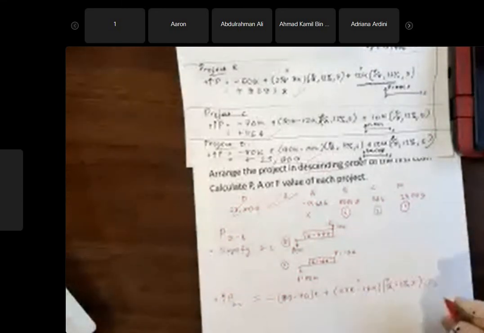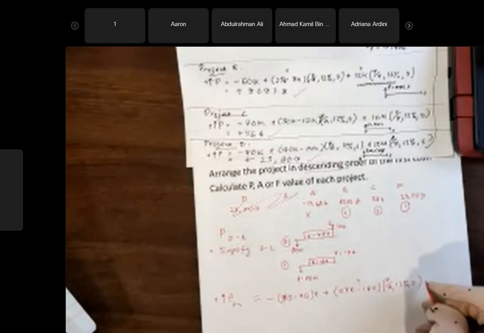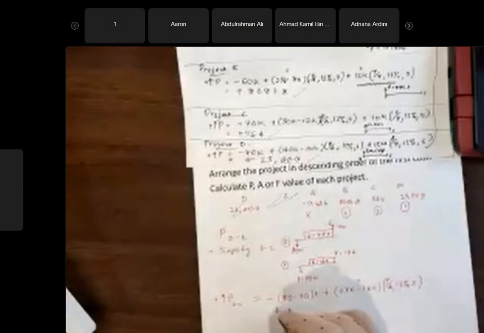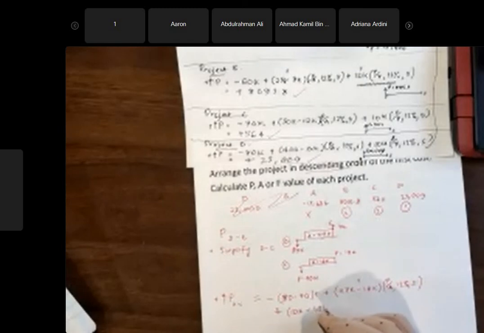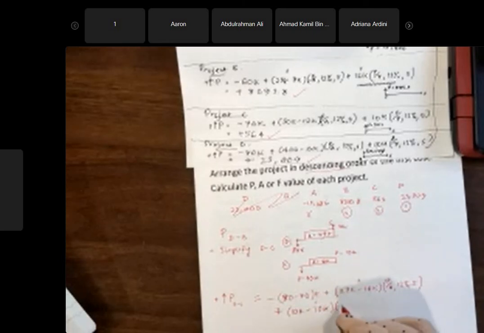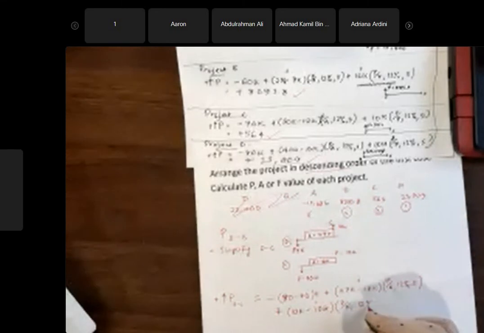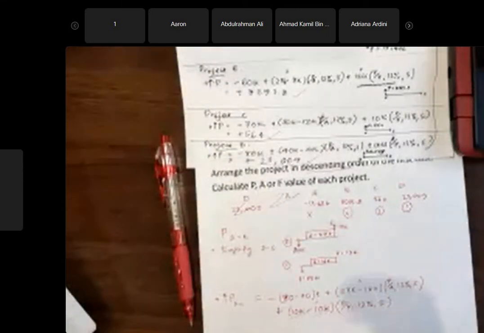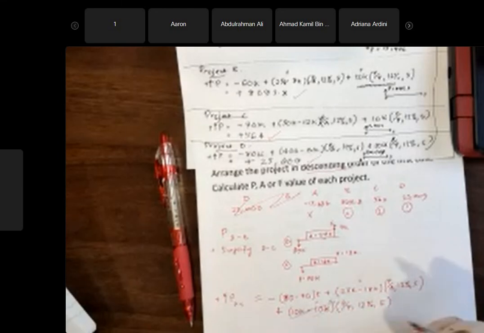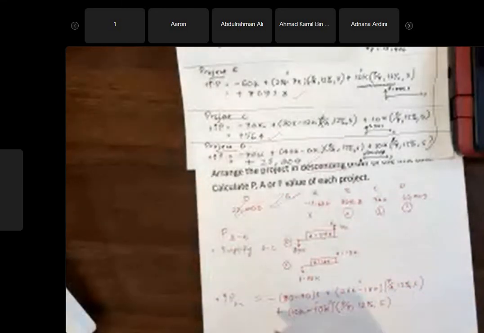Plus 10k, minus 10k as well. This is not necessary, but it is fine for your teaching and learning. So I just put this one as F, P over F, 12% and 5 years. That means this one is not needed, because it becomes zero. Then you get 10.